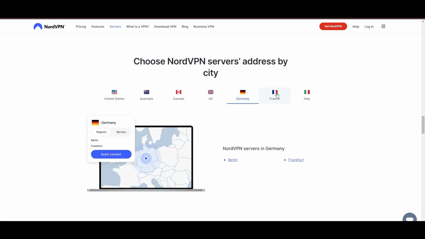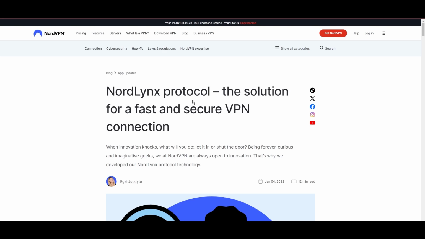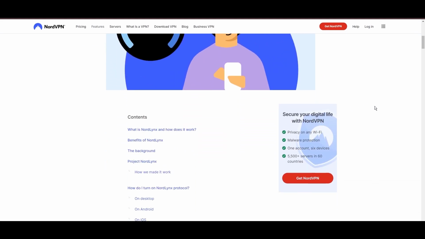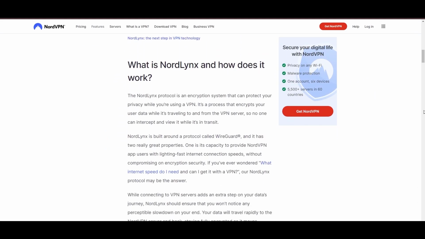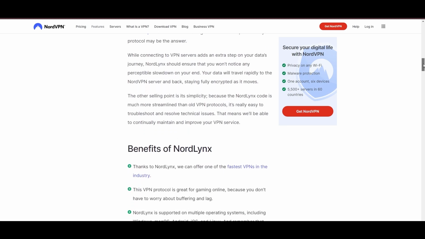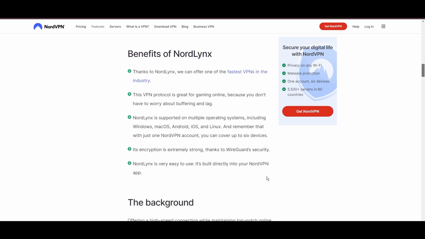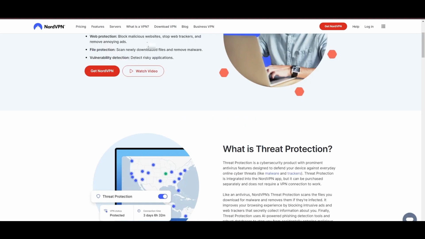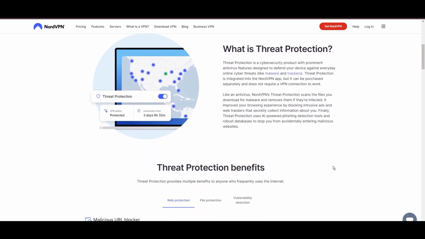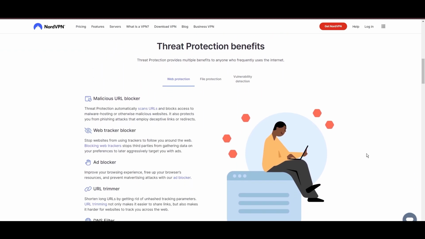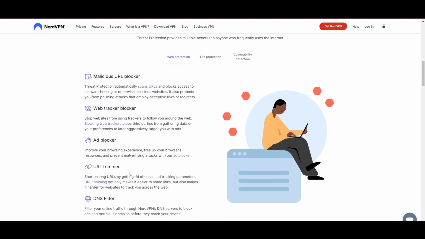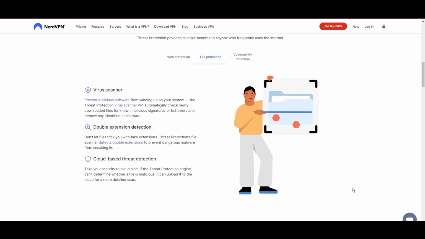NordVPN is distinguished by its use of NordLynx, a superior version of the WireGuard protocol, designed to provide unmatched speed and security. This means you can enjoy a smooth online experience in Miami with confidence in the robust encryption of your data. NordVPN's dedication to security is clear with its features, including military-grade AES-256 encryption, a dependable kill switch that protects your data if your VPN connection drops, split tunneling capabilities, and obfuscation tools.